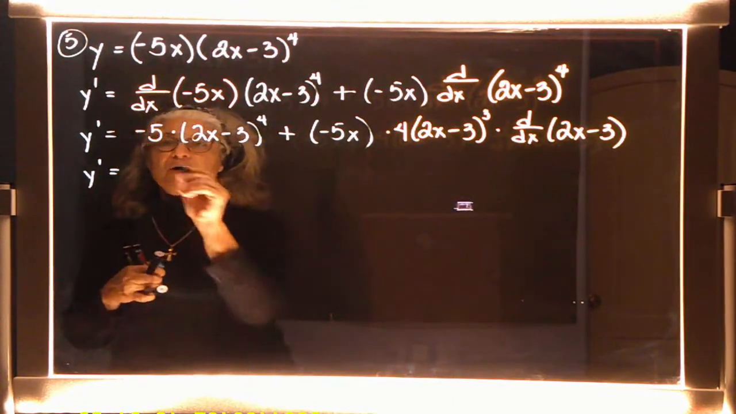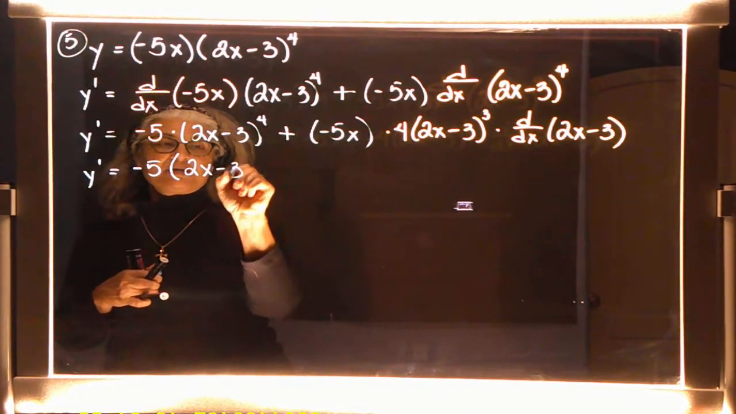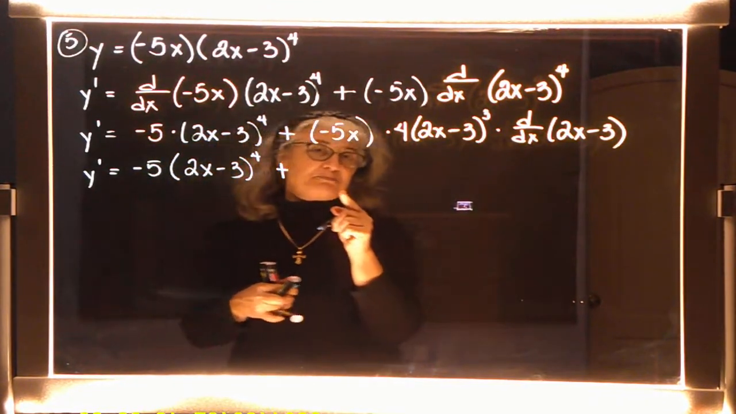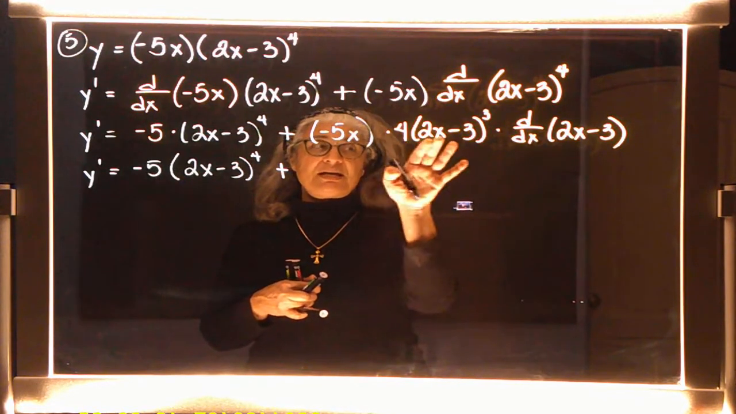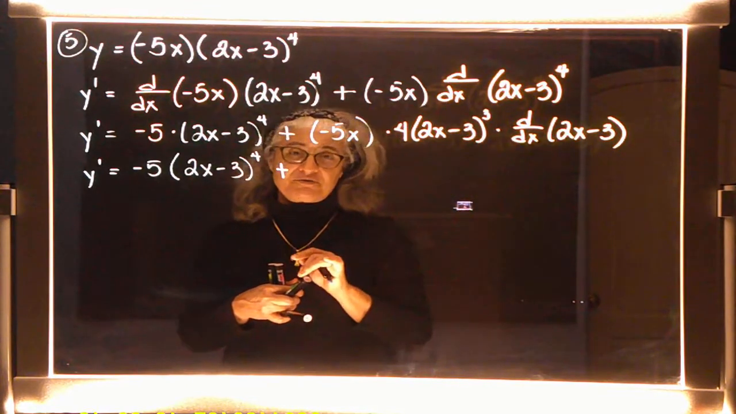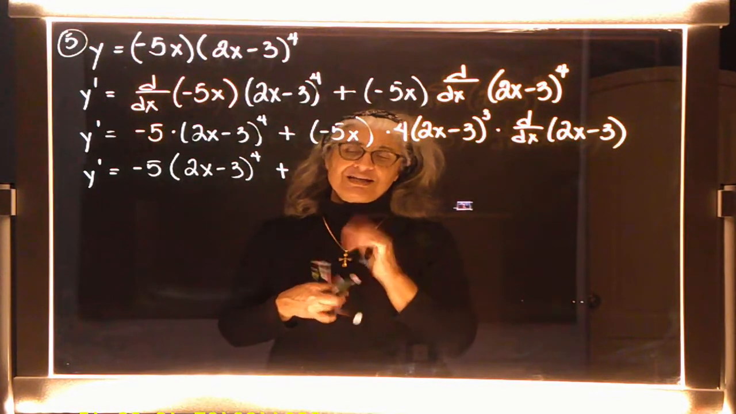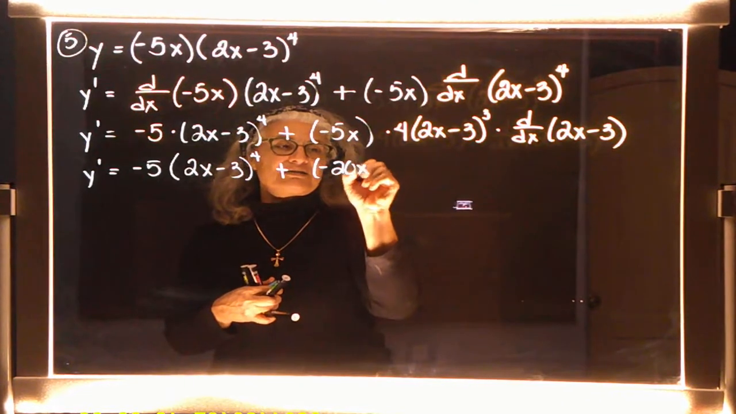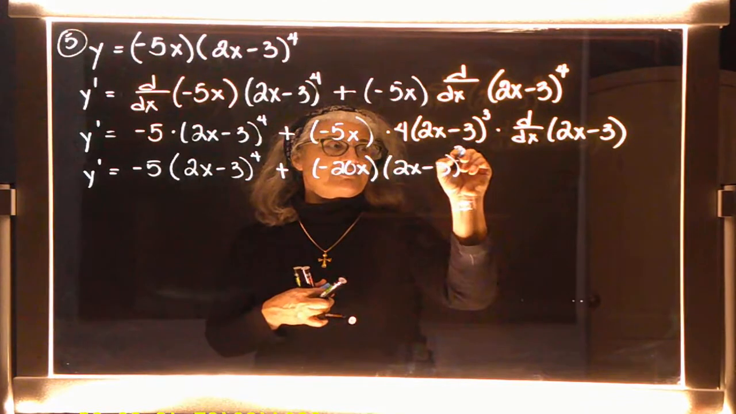Okay, so back over here. So the derivative of y, we have this negative 5 times the parentheses of 2x minus 3 to the power of 4 plus, now I have this negative 5x times 4, agreed? And then to this multiplied by this parenthesis to the power of 3. So can't I take the negative 5x and multiply by 4? Yeah, because it's just a multiplication problem, right? So we have the negative 20x and in parentheses the 2x minus 3 to the power of 3.